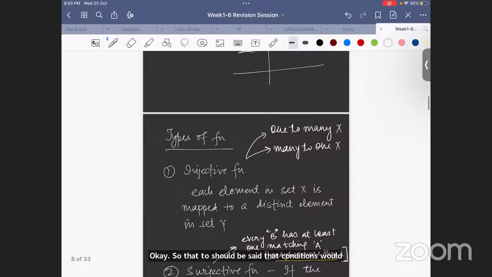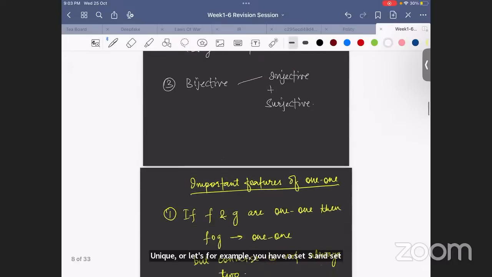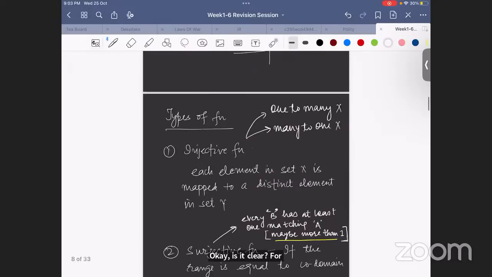And for the injective function, many to one is also not possible here. So each of the elements should have a unique relation. For example, you have a set A and a set B, so there should be a mapping from each element to a distinct element of y. Okay, is it clear for the injective function?